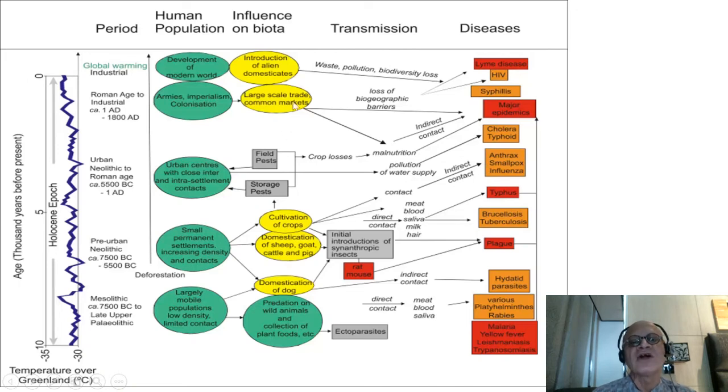Storage, pests, field pests, so you started to have malnutrition and outbreaks, which we will look at in a minute. Large-scale trade and common markets, so diseases getting transferred outside, diseases coming in and becoming endemic over time. Introduction of alien domesticates and so on.